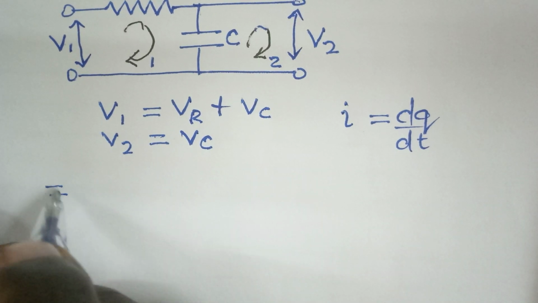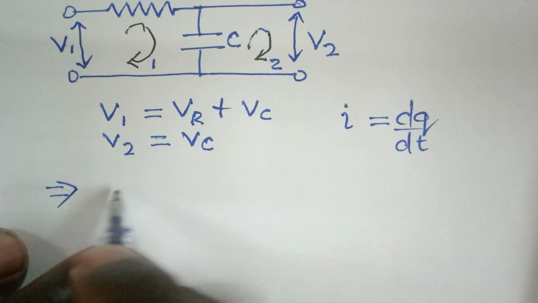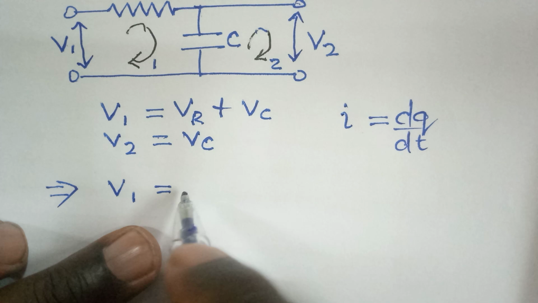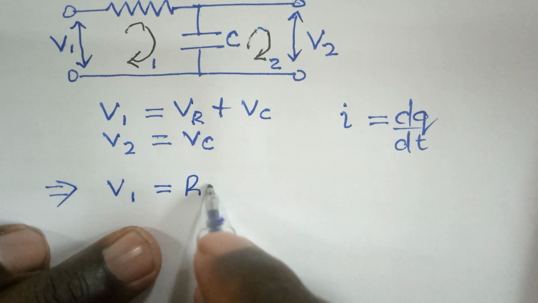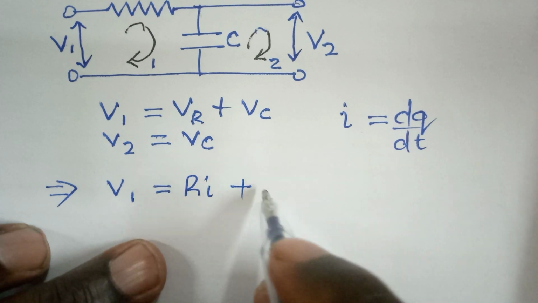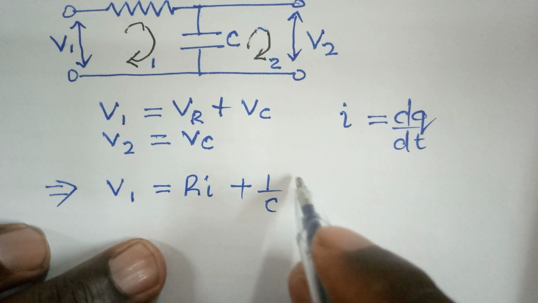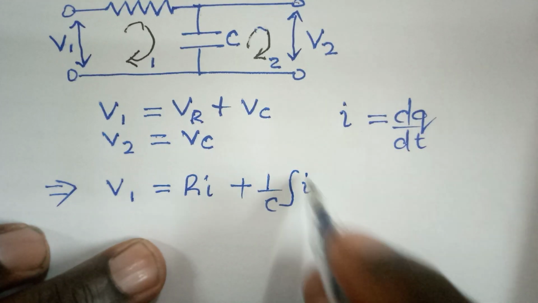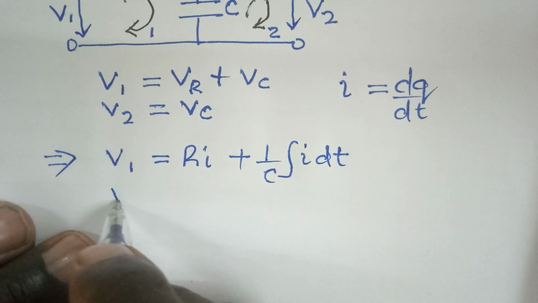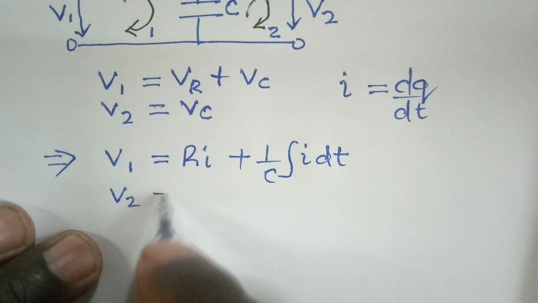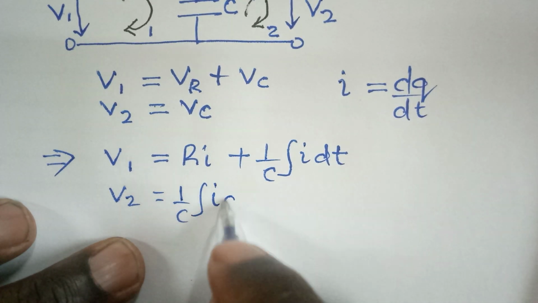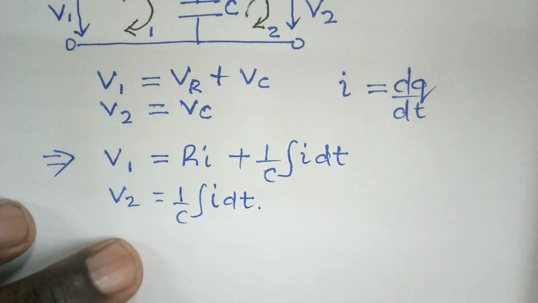So guys, we continue. We shall have now V1 equals, the VR is supposed to be Ri, plus the VC, which is supposed to be 1 over C integral of I dt, like that. And it is the same with V2. So V2 is 1 over C integral I dt.